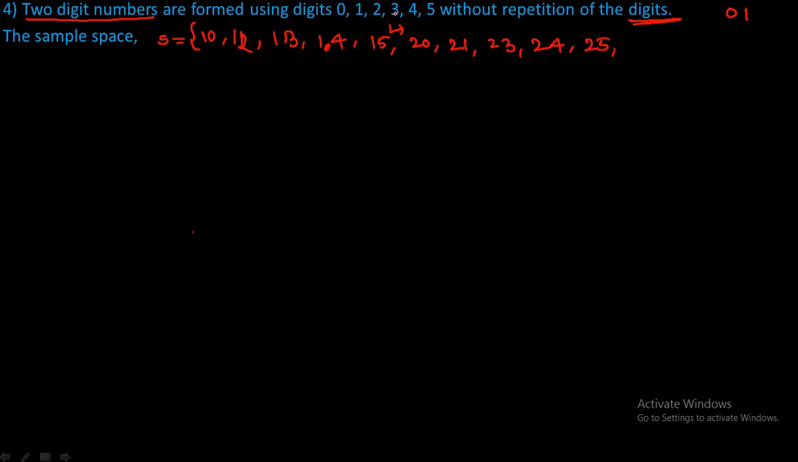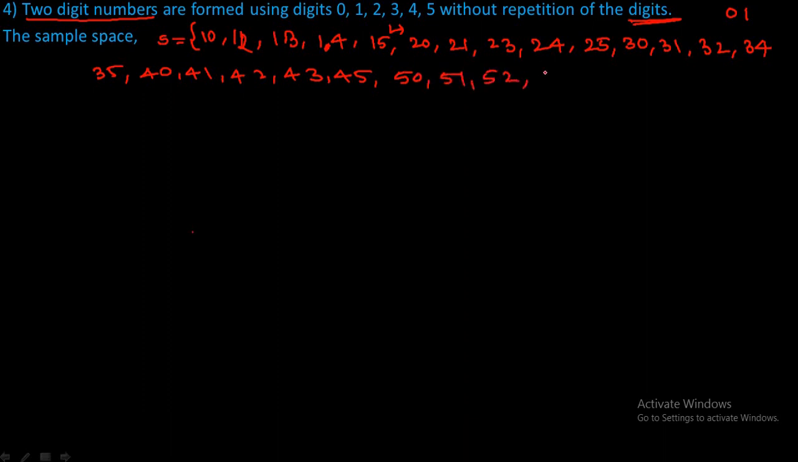Next, 30, 31, 32, 33 is not possible, 34, then again 35. Next, 40, 41, 42, 43, 44 is not possible, 45. Next, 50, 51, 52, 53, 54. So these are the numbers. 55 is again not possible.